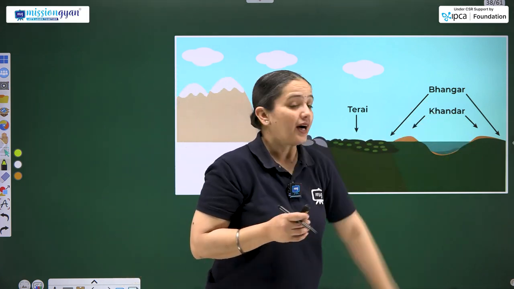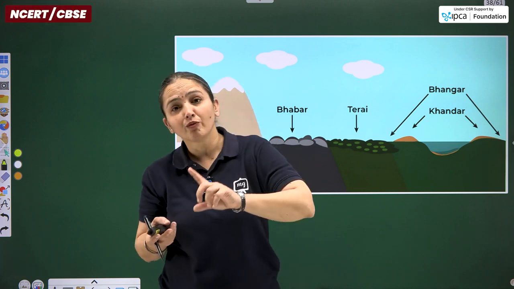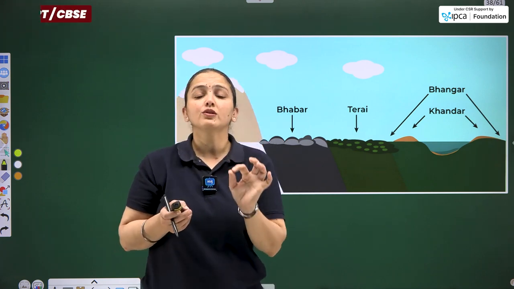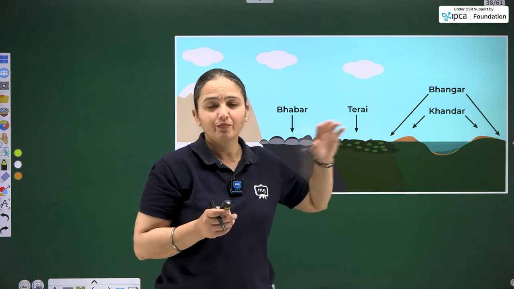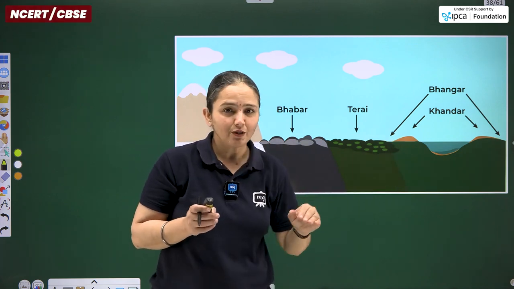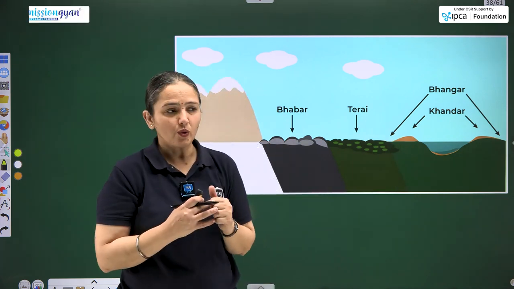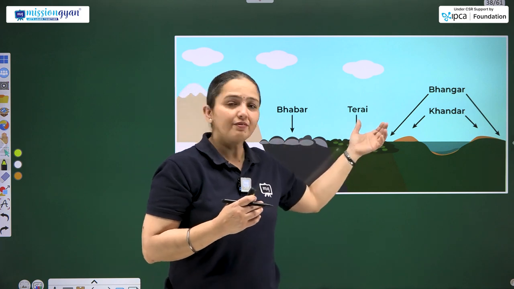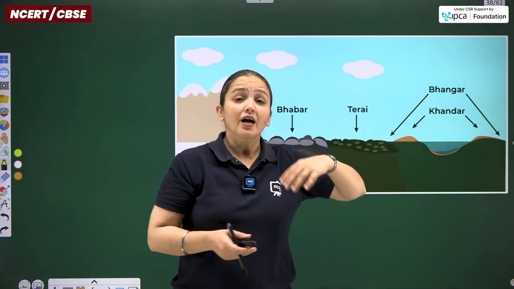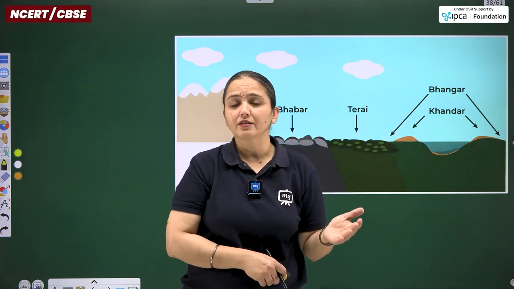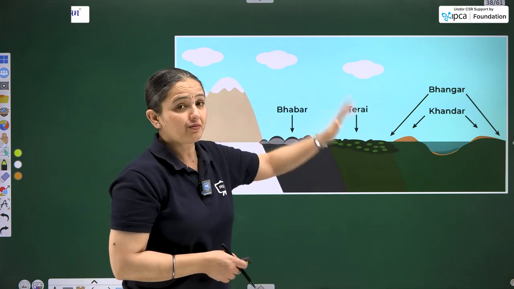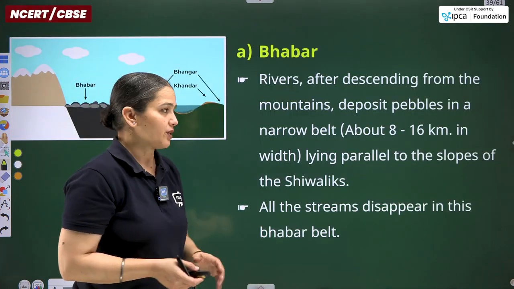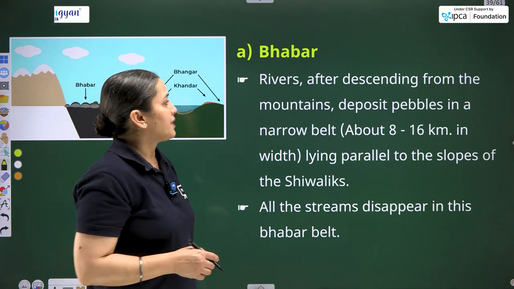And Bhangar and Khadar are the older and newer forms of alluvial soil itself. So, the already lying layer, the topmost layer of the soil, is of course the alluvial soil. So, on the top we have Bhangar, and ahead comes the Khadar. So, old and new alluvium soil. But which is old and which is new? We still have to discuss that. So, let's discuss that.